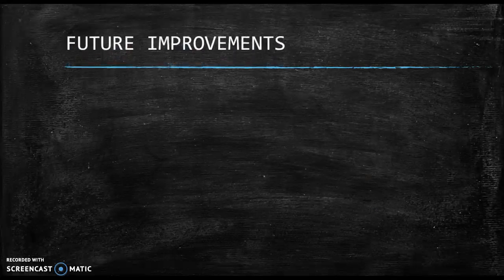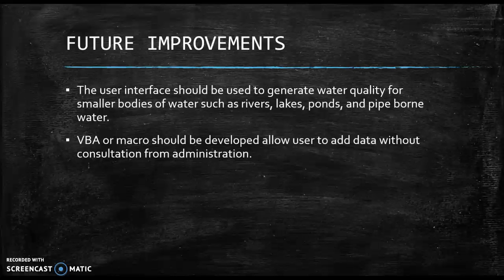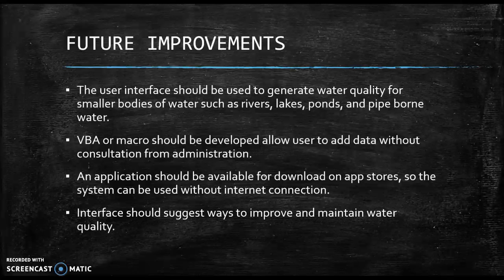For future improvements, the user interface should be used to generate water quality for smaller bodies of water, such as rivers, lakes, ponds, and pipe-borne water. VBA or macros should be developed to allow users to add data without consultation from administration. An application should be available for download on app stores, so the system can be used without internet connection. The interface should suggest ways to improve and maintain water quality.